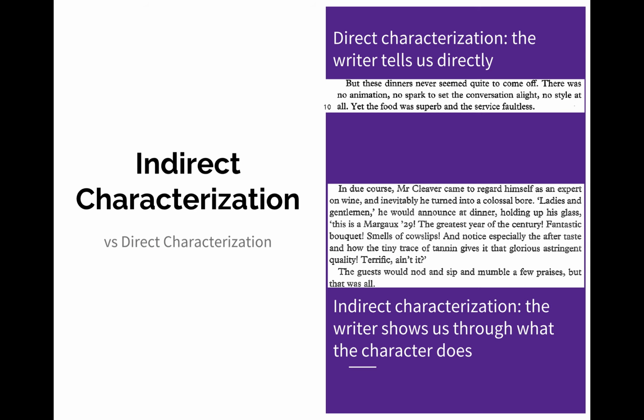Okay, and so far, actually, there's a very interesting portion in the story which shows us what indirect characterization is as opposed to direct characterization. So at the beginning of the story of the butler, the writer tells us that the dinners that took place at George Cleaver's house never seemed to come off, that there was no animation, no spark to set the conversation alight, no style at all, and yet the food was superb and the service faultless. So from this, we can tell that something's quite wrong with the parties that George gives.